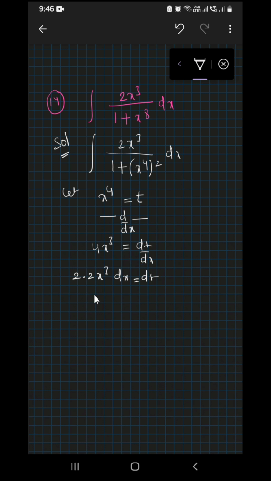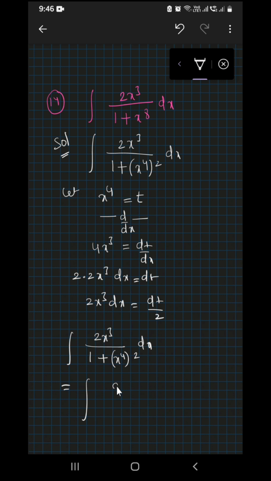So now take that here, 2x cube dx is equal to dt by 2. So now we got the value of 2x cube dx and x power 4. Substitute this in the problem. We get integration of 2x cube by (1 plus x power 4) whole square into dx. So now the value of 2x cube dx is equal to dt by 2.